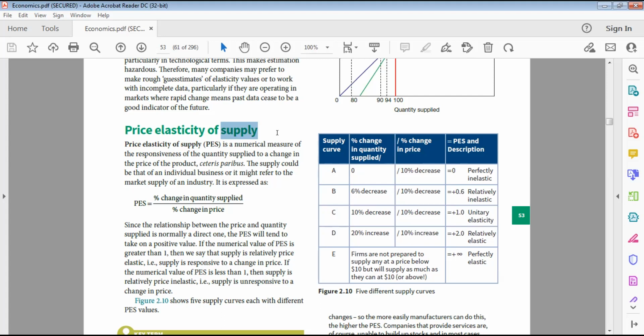Now think about a product that has inelastic supply, or the supply is price inelastic. What could be a product? Inelastic supply means you're changing the price a lot, but it's not having a very huge impact on the supply. What could be an example?